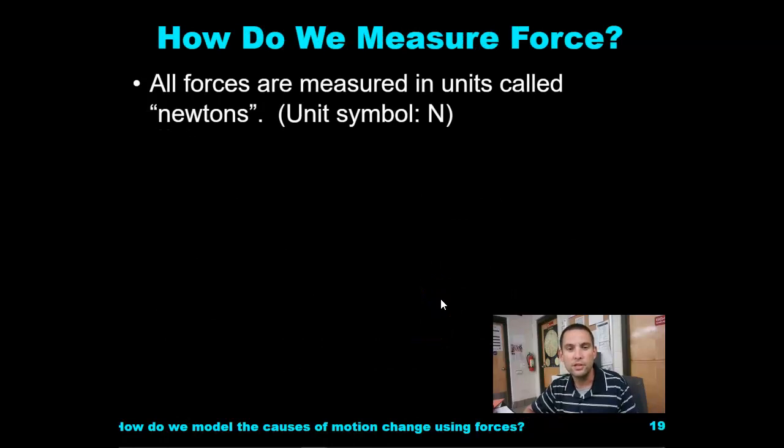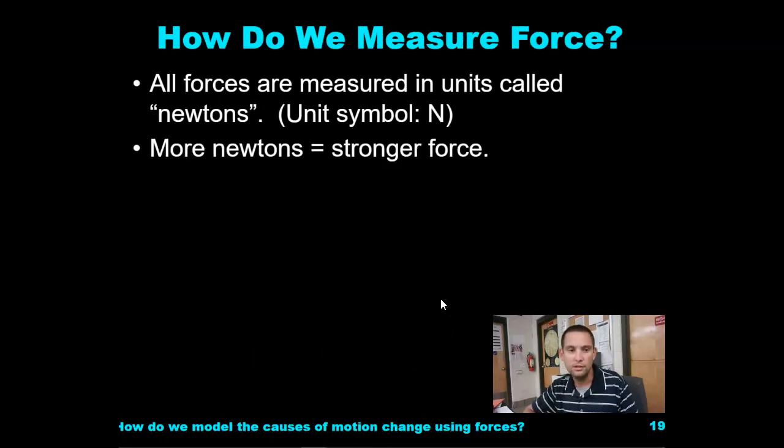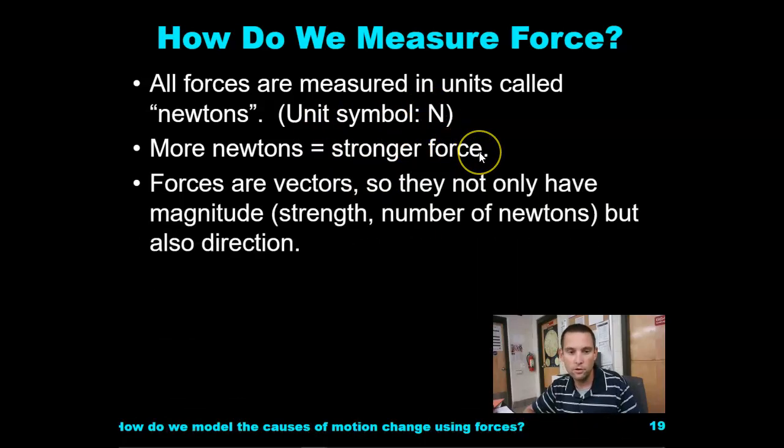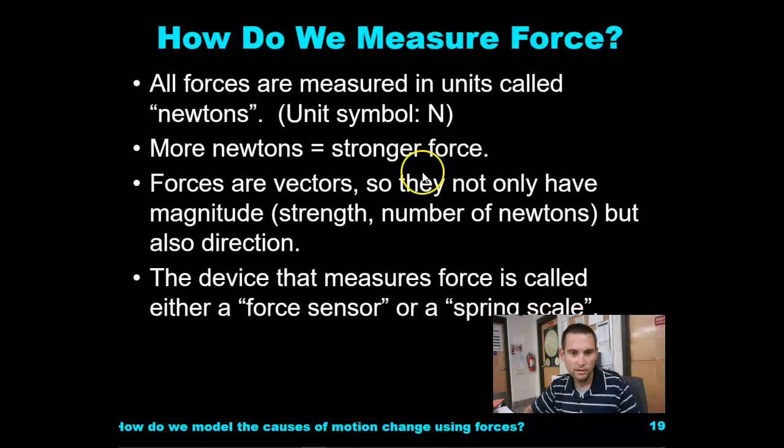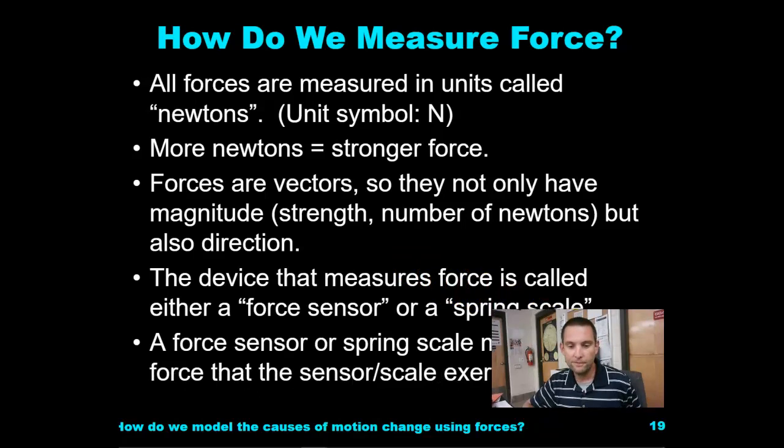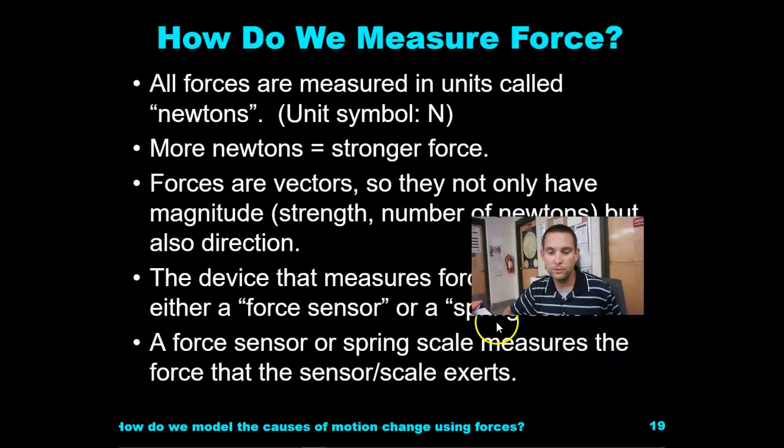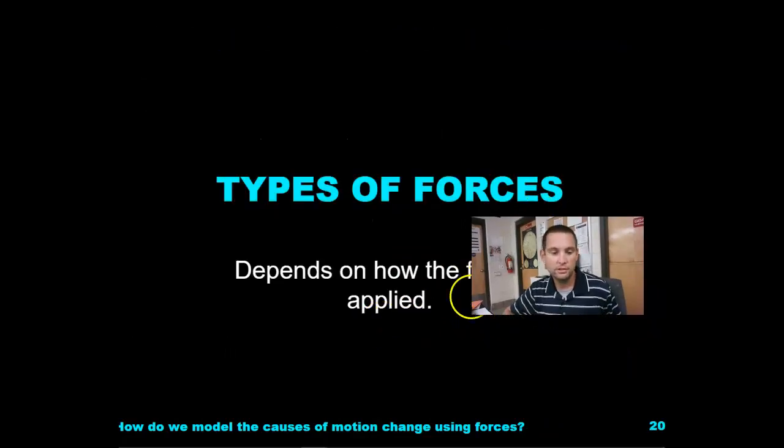All forces are measured in units called a newton. A newton is represented with the unit symbol capital N. More newtons, stronger force. Forces are vectors, so they not only have a magnitude, but they also have direction. The magnitude for a force is going to be the strength of the force. The device that measures a force is called either a force sensor or a spring scale. A force sensor or a spring scale measures the force that the sensor or scale exerts.